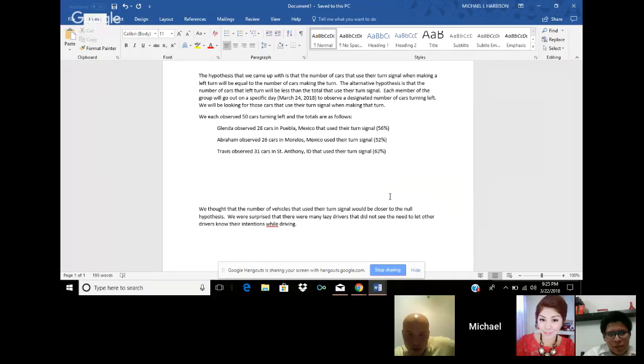So it says there were many lazy drivers that did not see the need to let other drivers know their intentions while driving, and not only for the other drivers, also for the people who are crossing. I mean, they'll yield usually. They're supposed to. Yeah. All right.